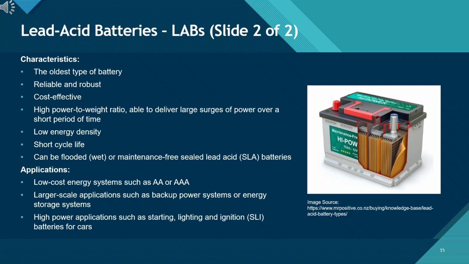They have low energy density and a shorter cycle life, especially compared to modern chemistries like lithium-ion. And they come in 2 main forms: traditional flooded batteries and sealed maintenance-free versions. In terms of applications, you'll find lead-acid batteries everywhere, from small, low-cost devices to backup power systems to car SLI batteries. The picture here gives you a look at the inside of a commercial lead-acid battery.